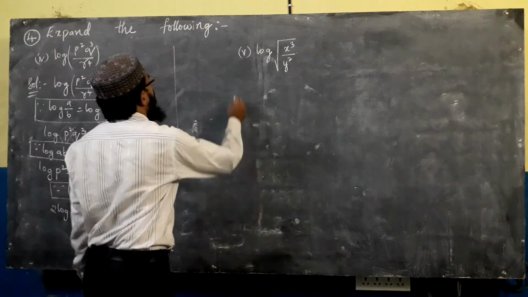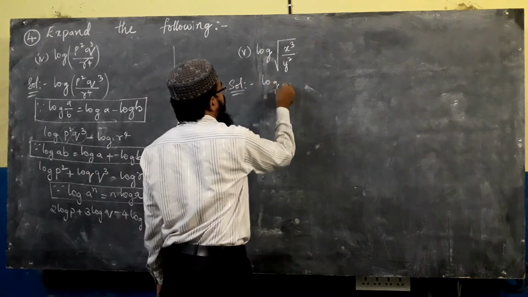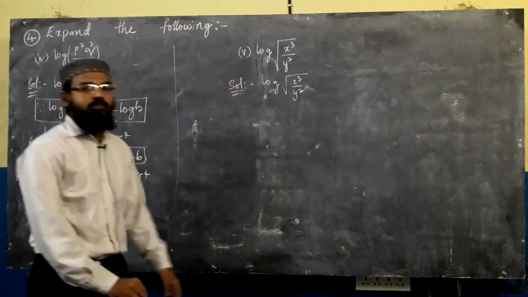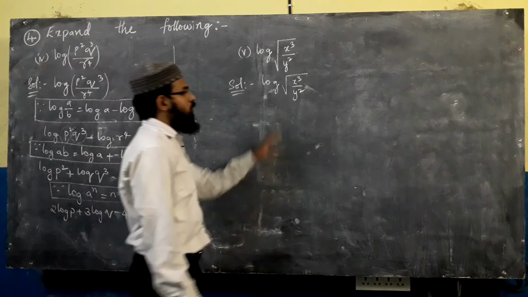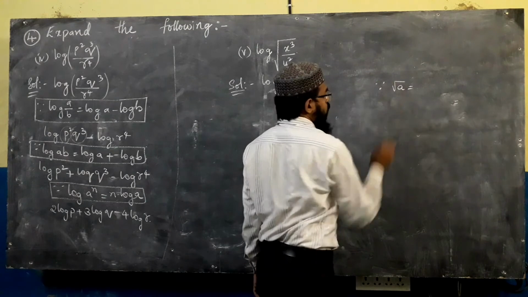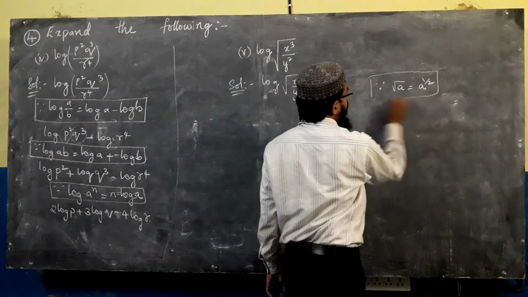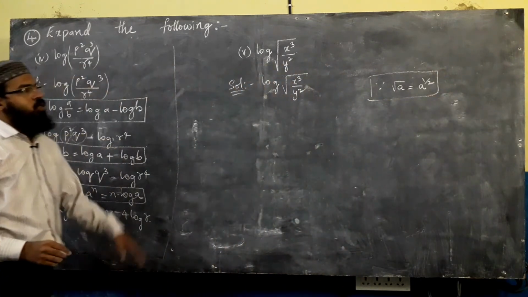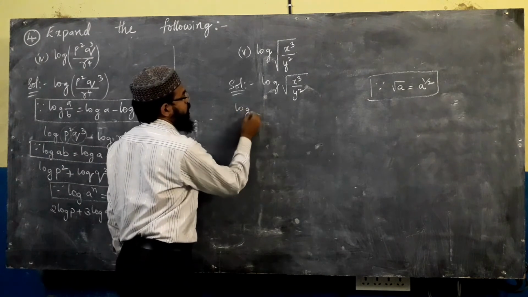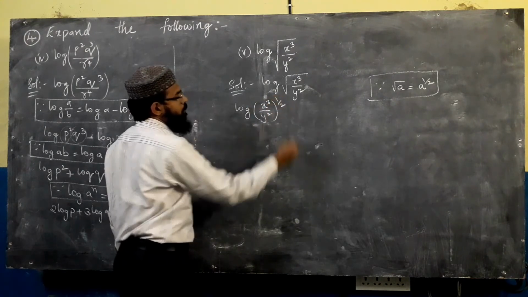Next is log under root of x cube by y square. So this root can be written as, if we are having root a, for this root to disappear, we can write a to the power of 1 by 2. So root can be written as to the power of 1 by 2. So log x cube by y square whole to the power of 1 by 2.